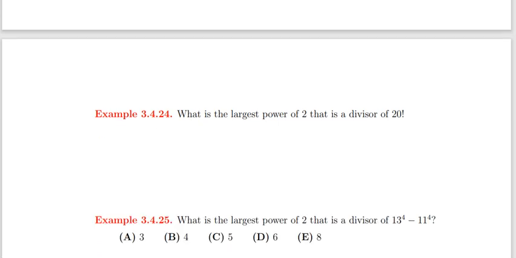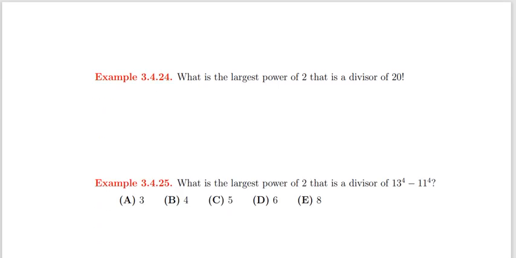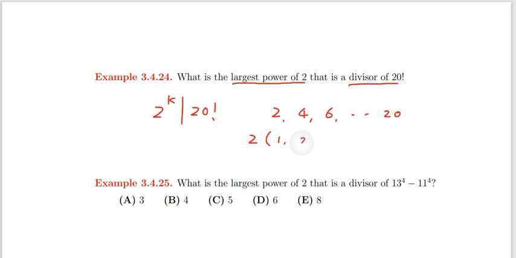Okay, so this problem is quite the same. We want to find the largest power 2^k that is a divisor of 20 factorial. We want to find the 2^k that is a divisor or factor of 20 factorial. So the idea is the same. We just check 2^k. From 1 to 20 we have 2, 4, 6, 8, up to 20. So we take one 2 outside, so this equals 1, 2, 3, up to 10, right?